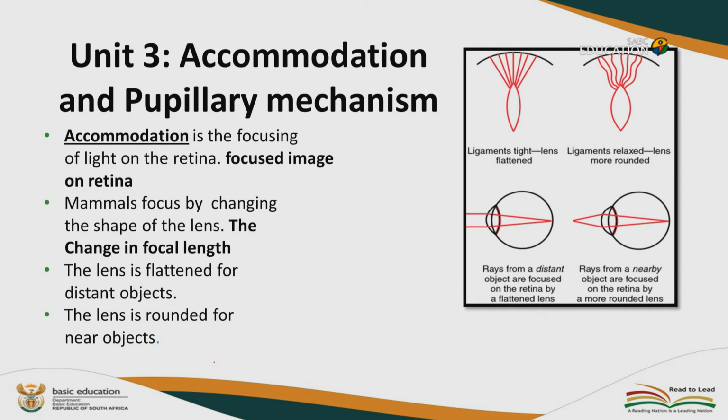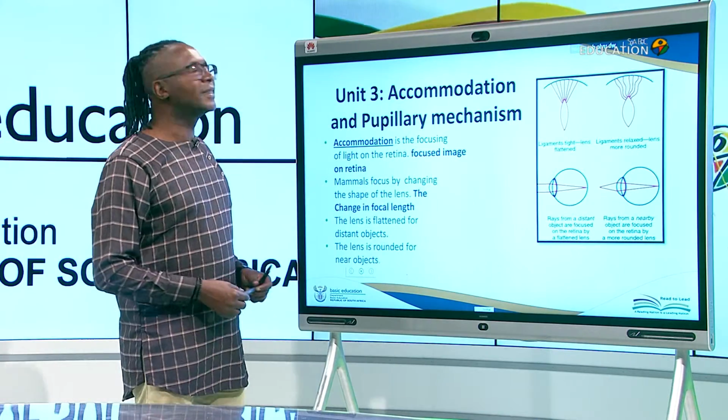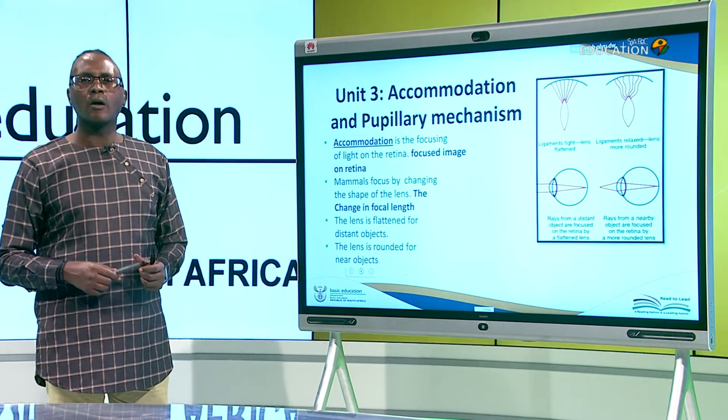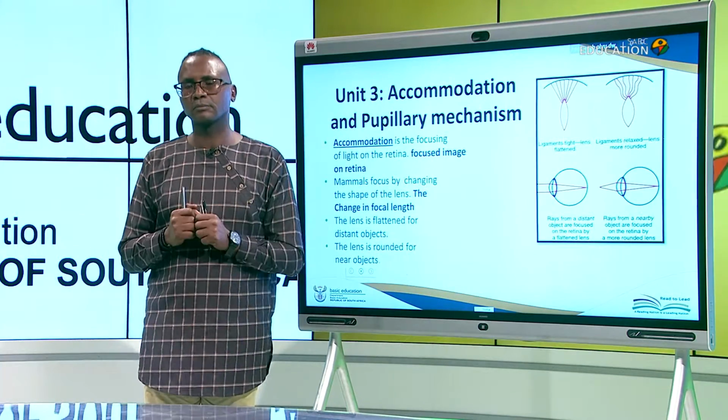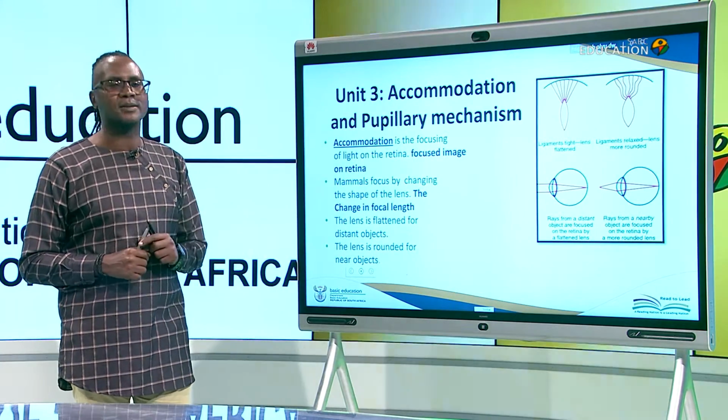Now, we've looked at one function of the eye, binocular vision, and we've also stressed its significance. So now, the other function of the human eye, we call it accommodation. We'll come to the pupillary mechanism.